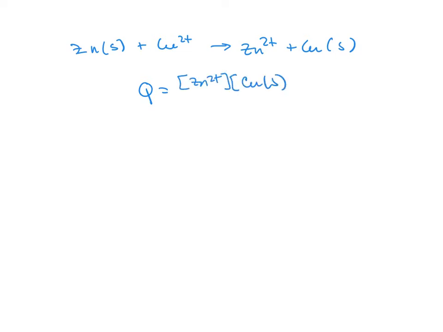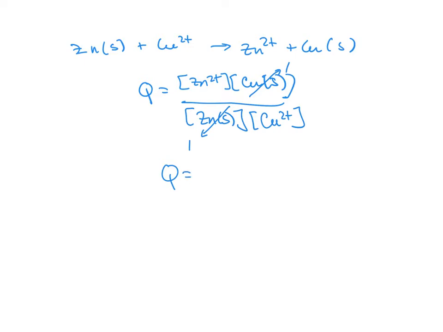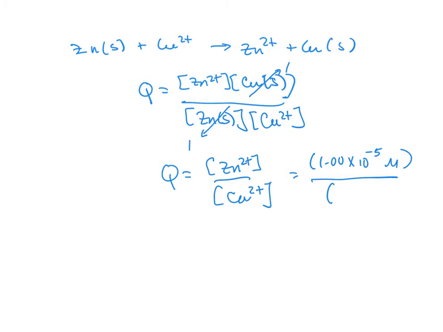So if you have zinc solid plus copper 2 plus forming zinc 2 plus plus copper solid, then you write the expression for Q as the concentration of zinc 2 plus times copper solid, divided by the concentration of zinc solid times copper 2 plus aqueous. Copper solid goes to 1 by definition, zinc solid goes to 1 by definition, and then Q is equal to the zinc 2 plus concentration divided by the copper 2 plus concentration. So this is going to be equal to, the zinc is 1.0 times 10 to the minus 5 molar, and the copper is, I think I said 1 molar before, it's 0.10.